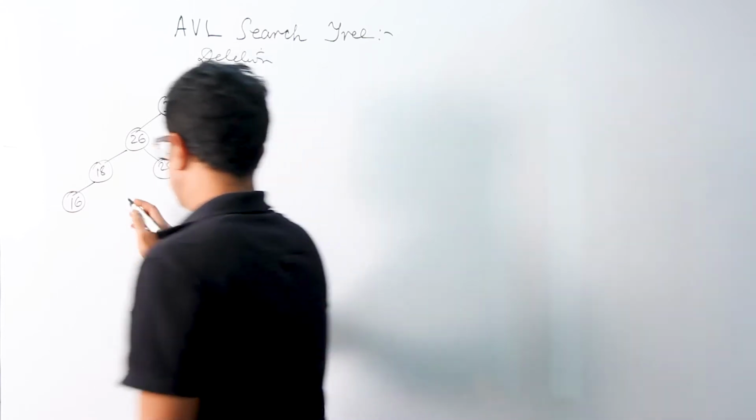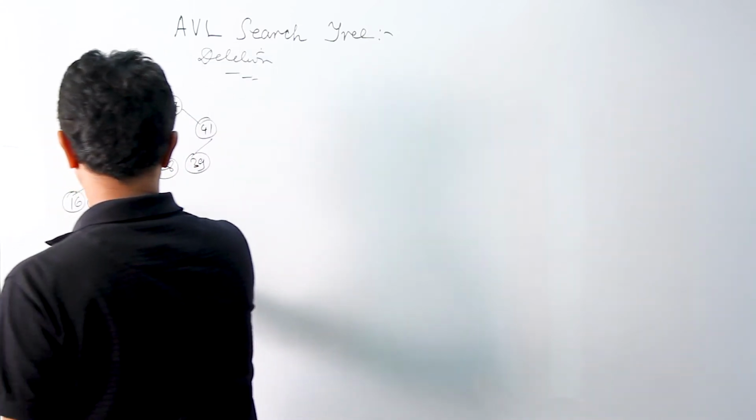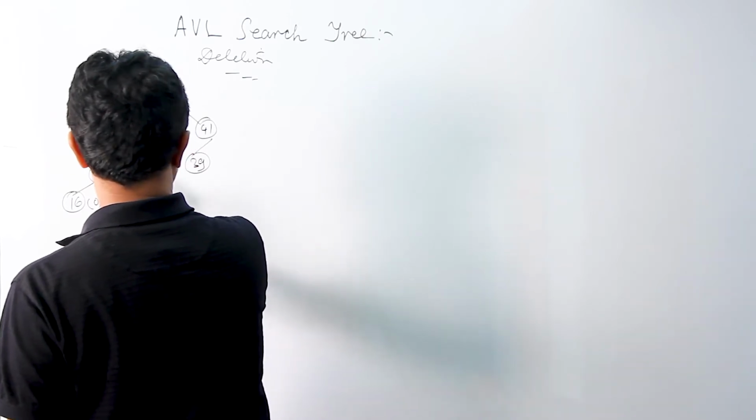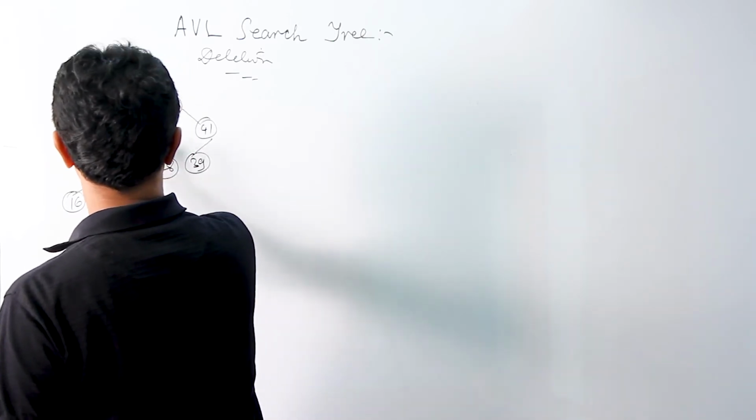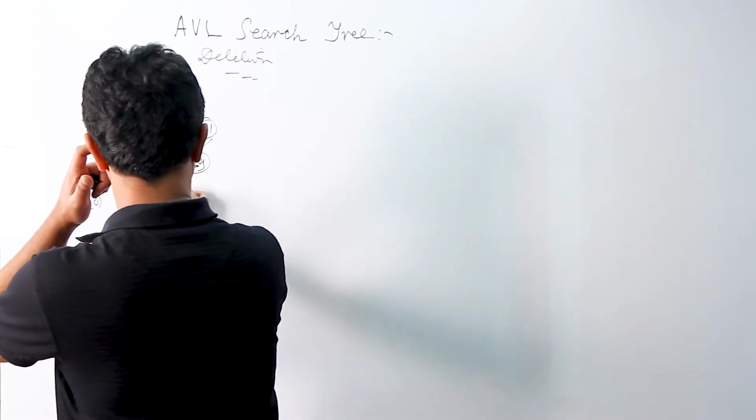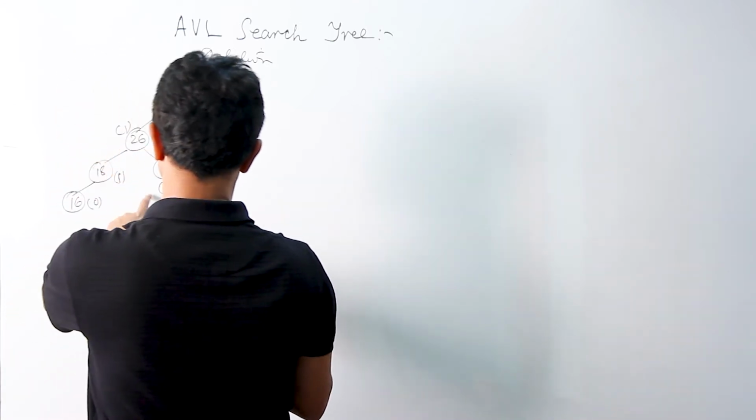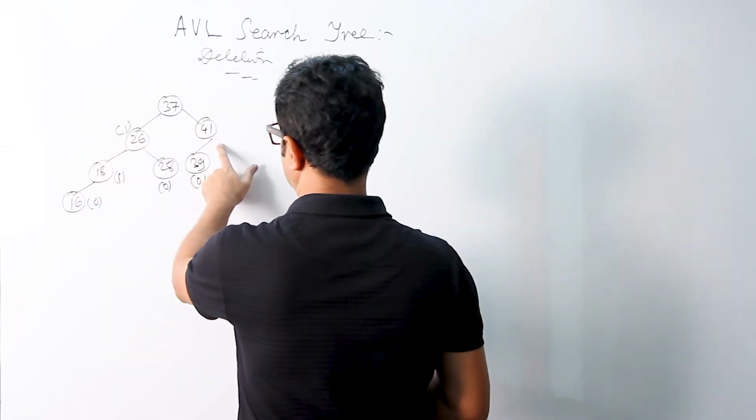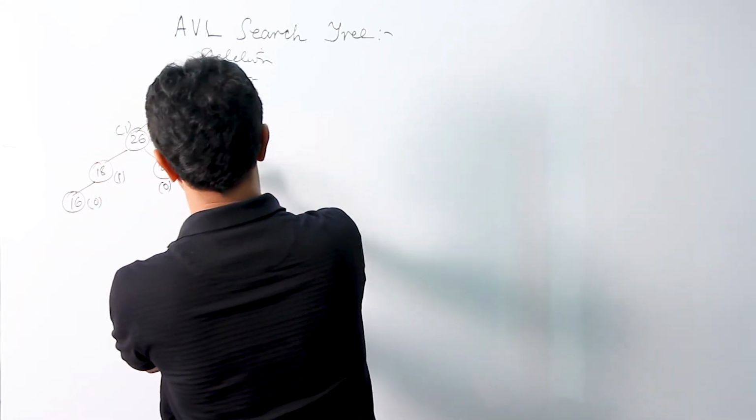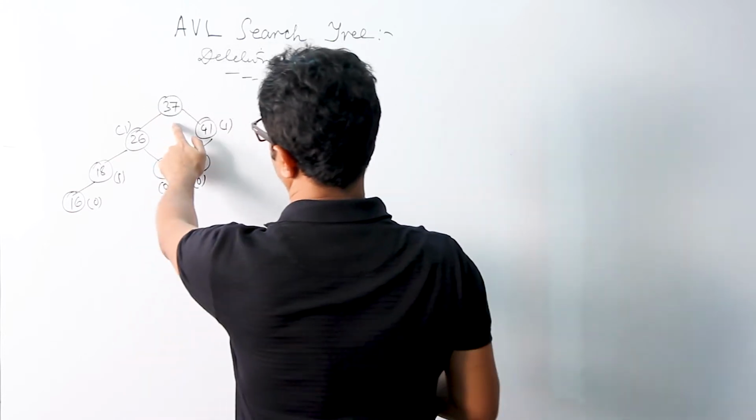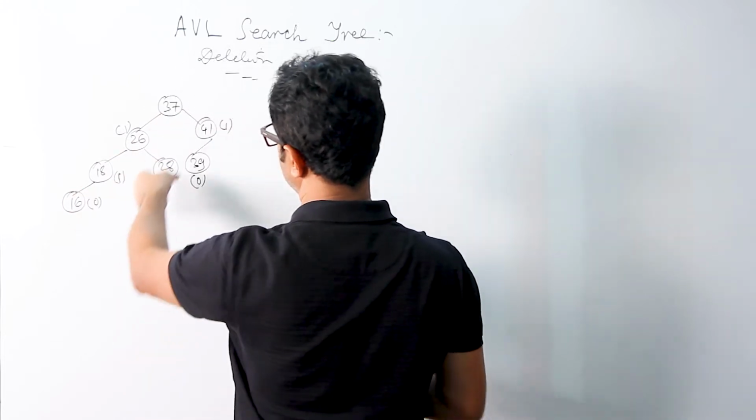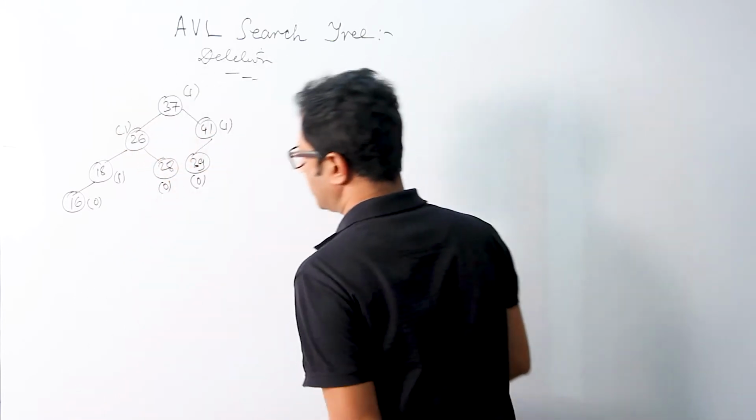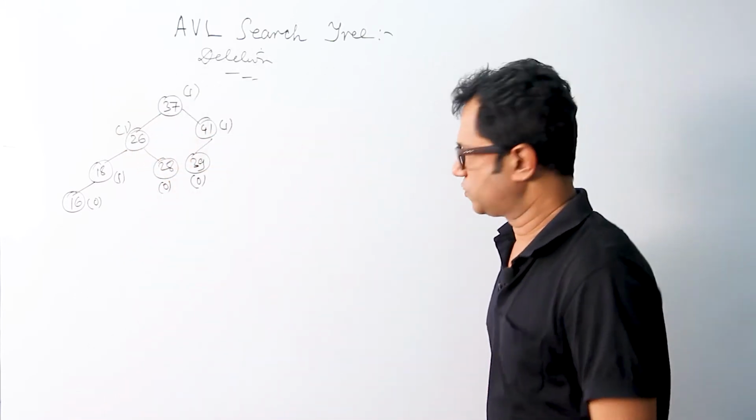So we see that the balance factor of this one is 0, the balance factor of this one is 1 minus 0, which is 1. The balance factor of this one is 2 minus 1, which is 1 as well. This is a leaf node, so the balance factor is 0. This is also a leaf node, the balance factor is 0. And the balance factor of this 41 is 1 because it is 1 minus 0. The balance factor of 37 is 3 minus 2, that is 1. So all the balance factors are lying within the permissible range of values for an AVL search tree.